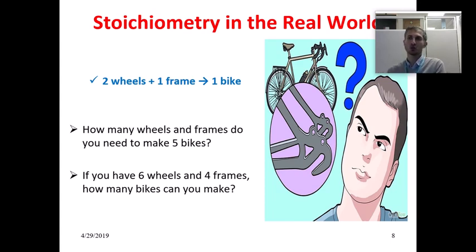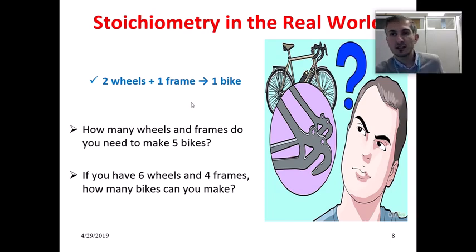The strategy you use to answer this question, we call it stoichiometry in the real world. How many wheels and frames do you need to make 5 bikes? So I need to have 5 bikes. It means I need to have 5 frames. It means I need 5 times 2, 10 wheels. So the answer is 10 wheels, 5 frames. We can make 5 bikes if we have this material: 10 wheels, 5 frames, and 5 bikes.